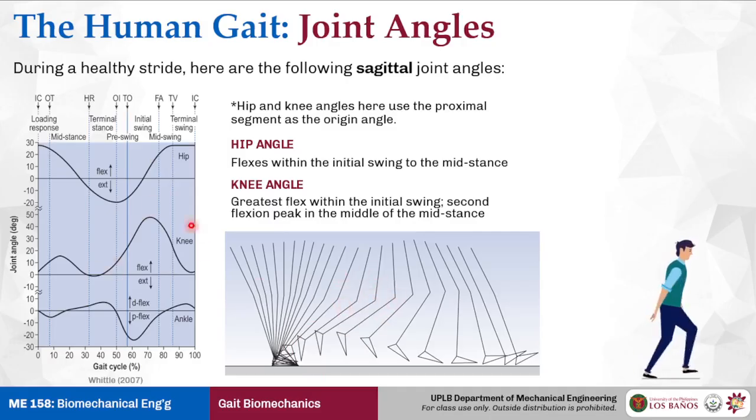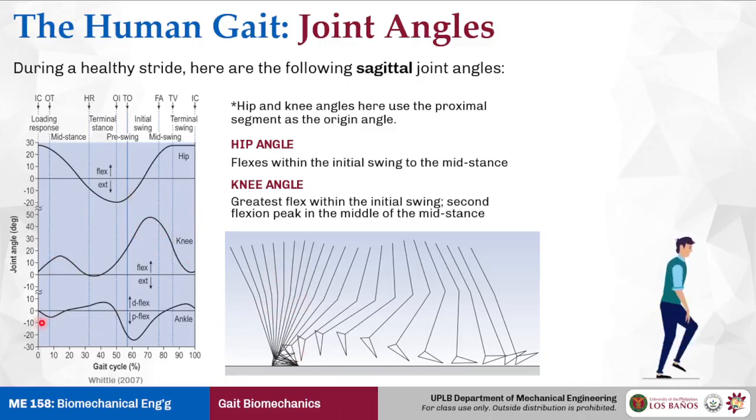Now, aside from the swing, there is also some flexion. Flexion is when you bring your shin backwards. That is the flex for the knee angle, just in case you're confused. So the greatest flex of the knee happens during the initial swing, and there is another, smaller peak happening in the middle of the stance, right around here. So there's this baby peak during the stance, and this big peak during the swing.